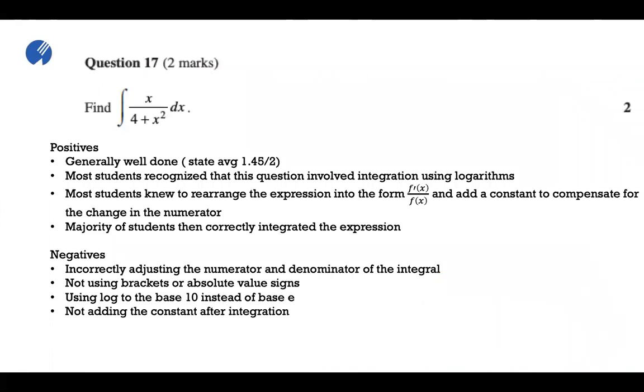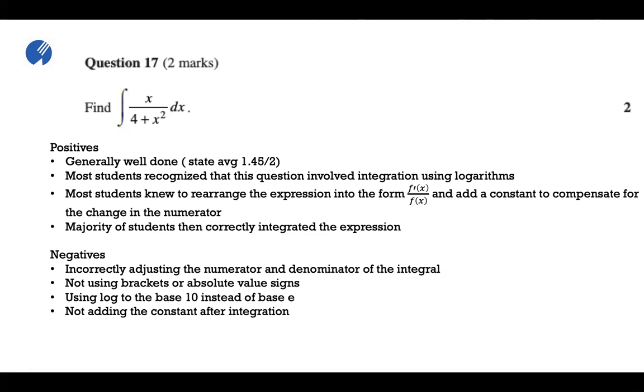Question 17 was the integral involving the logarithm. The positives for the question were that it was generally well done, the state average being 1.45 out of 2. Most students recognised that this question involved integration using logarithms. Most students knew to rearrange the expression into the form f dash x over f x and then add a constant to compensate for the change in the numerator. If they had done this, most students then correctly integrated the expression.